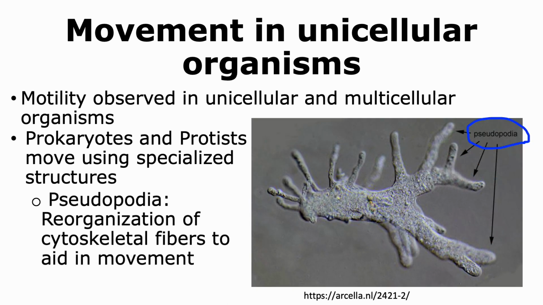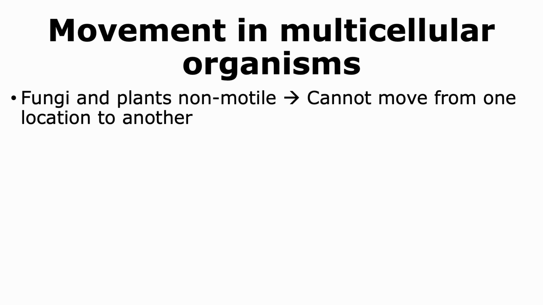Pseudopodia are another type of structure formed by protists. In the case of pseudopodia, there is a reorganization of the cytoskeletal fibers of the cell that creates these finger-like projections that allow movement of the organism. Multicellular organisms like fungi and plants are non-motile, and hence they cannot move from one location to another. It should be noted that plants are able to move their body parts like leaves. However, they cannot physically relocate themselves from one location to another, and hence are considered as non-motile.